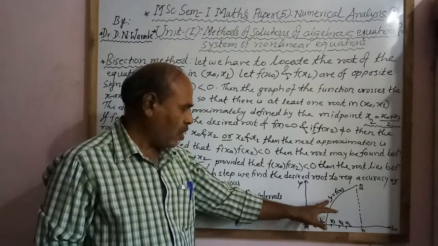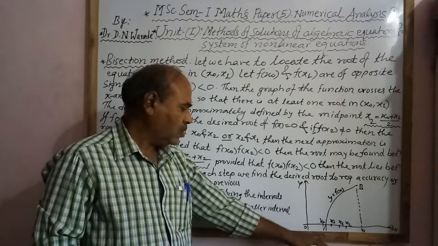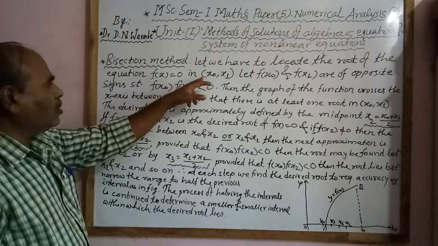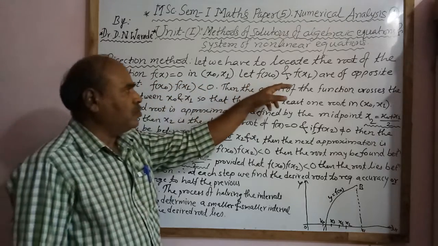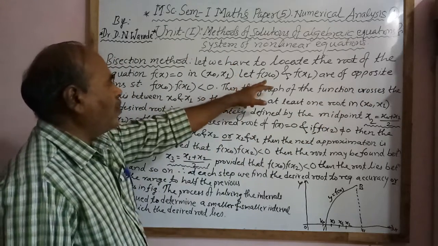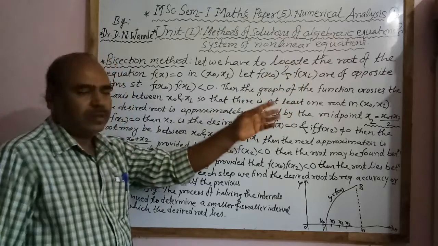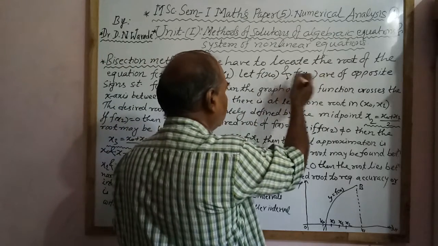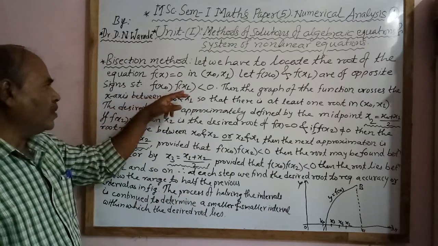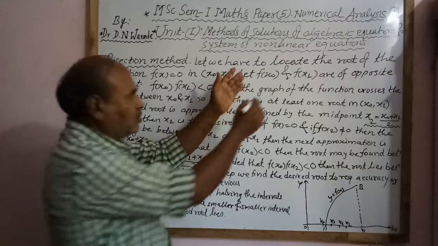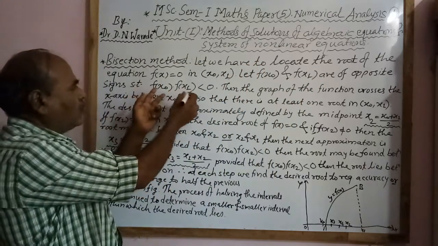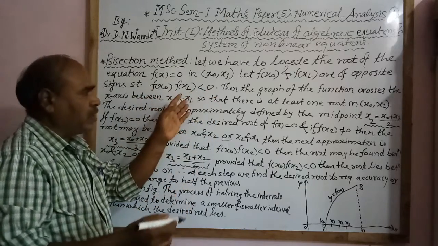This is the curve given by y = f(x) in the figure. In the interval (x0, x1), let f(x0) and f(x1) be of opposite signs. If one is positive, then the other is negative, and vice versa, so that f(x0)·f(x1) < 0. The product of these two is less than 0, which is negative.